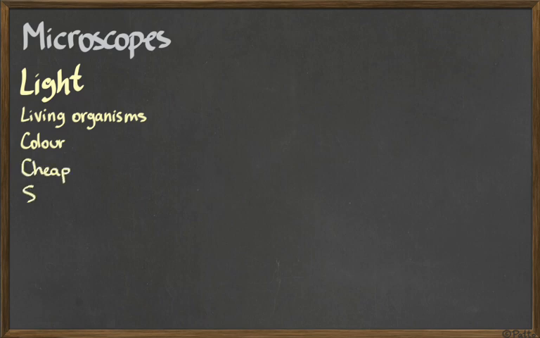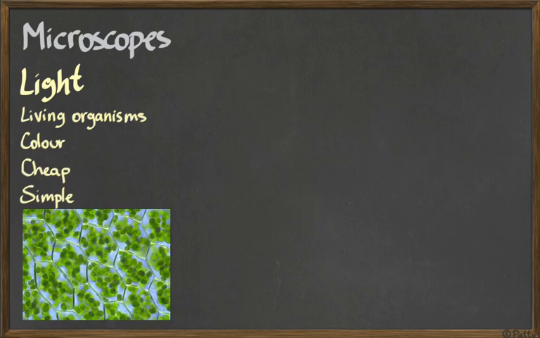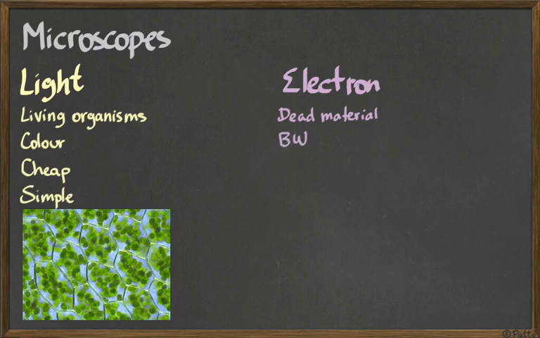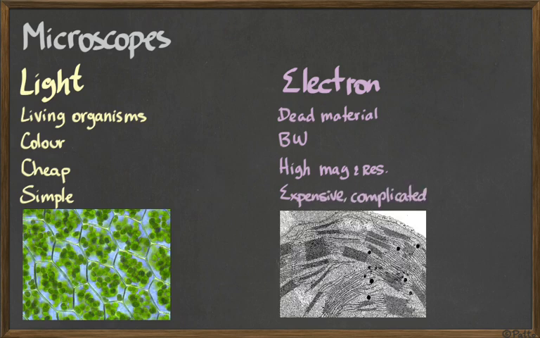So, light microscopes: living organisms can be seen. They can see images in color. They are relatively cheaper and relatively simple. So these are light microscopes. Electron microscopes, on the other hand, can only see non-living material. They only make images in black and white. They have a high magnification and resolution, but they are expensive, complicated, and bulky, and occupy lots of space. So this here is the difference between light and electron microscopes. Micrograph is the image.